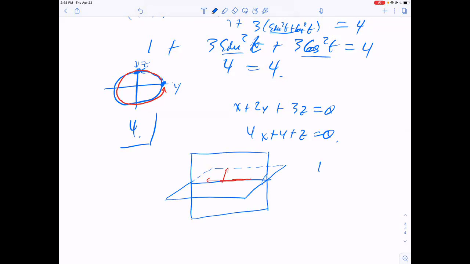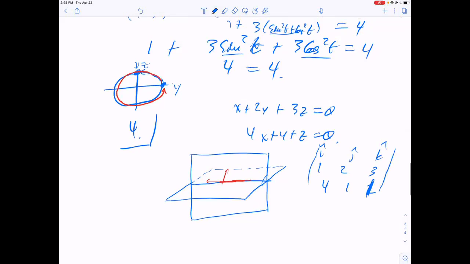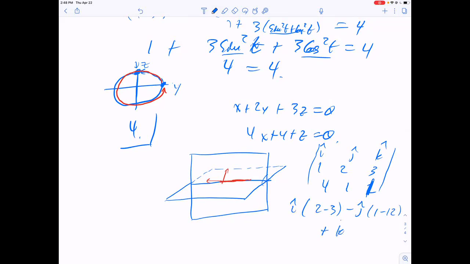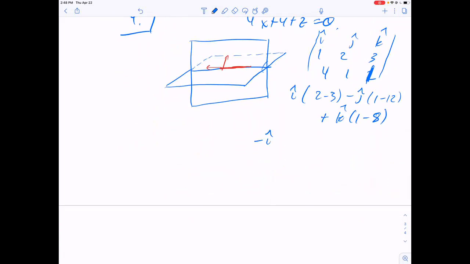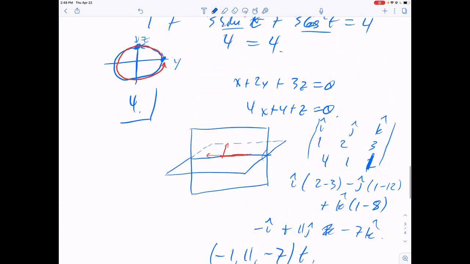So the cross product of (1, 2, 3) and (4, 1, 1). We want to take the cross product. And this gives us i hat (2 minus 3) minus j hat (1 minus 12) plus k hat (1 minus 8). Okay, and that gives us minus i hat plus 11 j hat minus 7 k hat. And so then we know that (minus 1, 11, minus 7), if I didn't make a mistake, is the direction of the line.